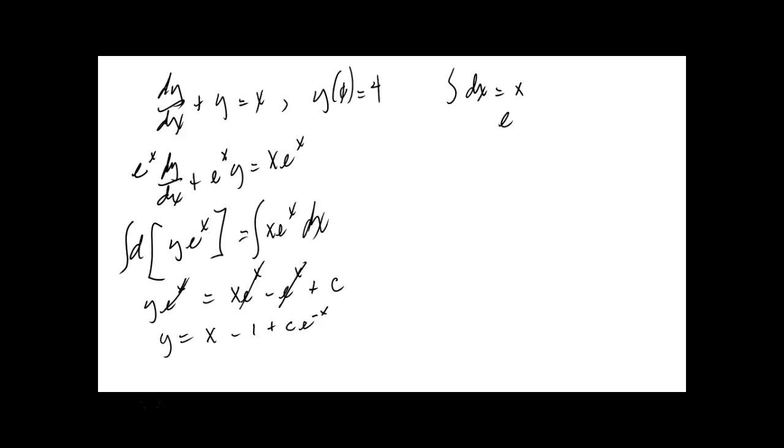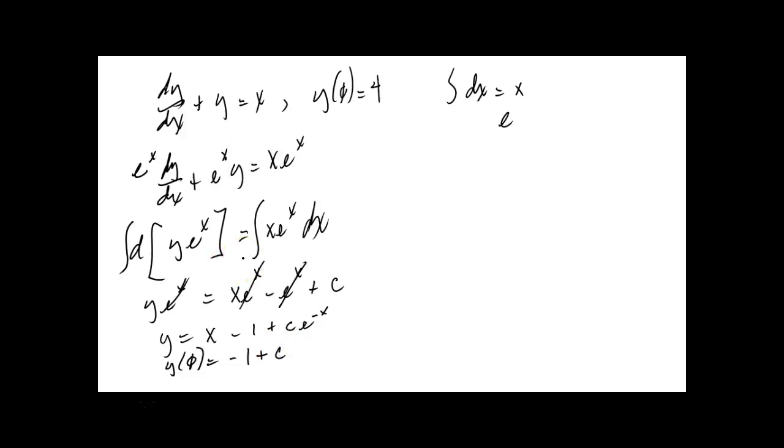Now, our initial condition says that when x equals 0, y is equal to 4. So y of 0 is equal to, that would be 0, you get a minus 1 plus c, right?